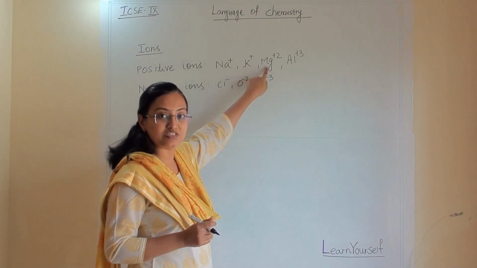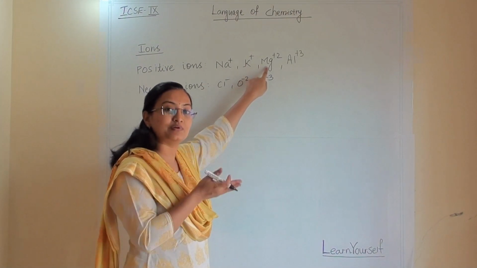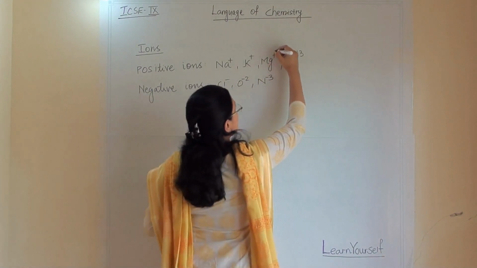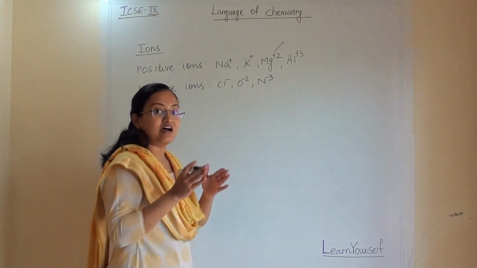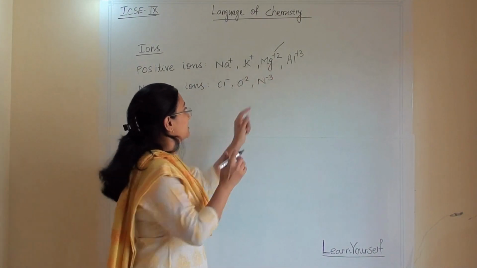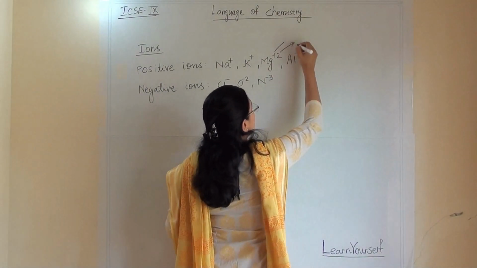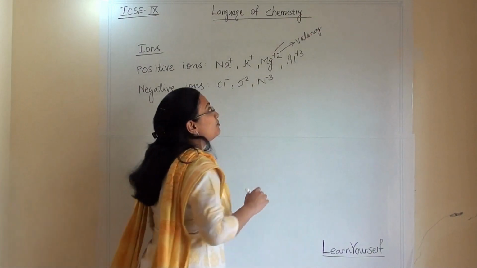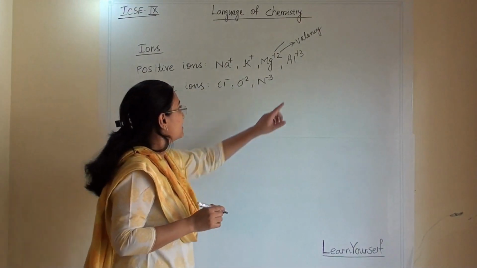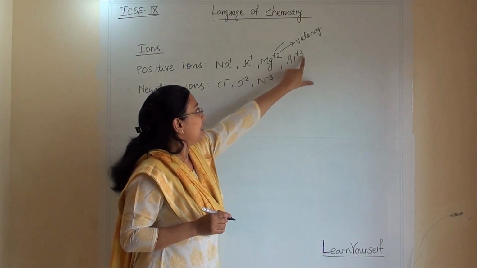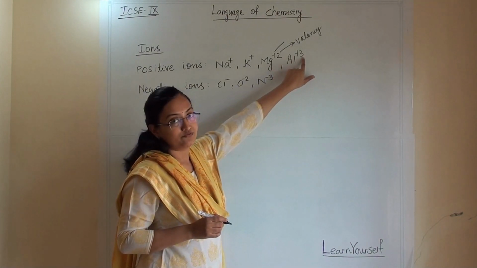But it is a positive ion, so that's why we represent it with plus 2. The plus suggests whether the ion is positive or negative, so this ion is positive. Then the 2 tells us the valency of that particular ion. This is aluminium. It is positive and its valency is 3.